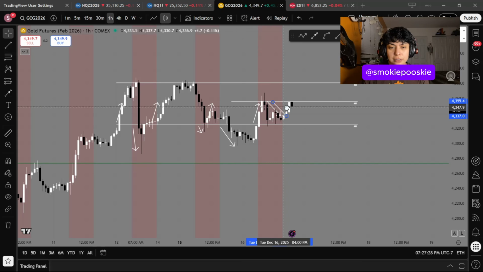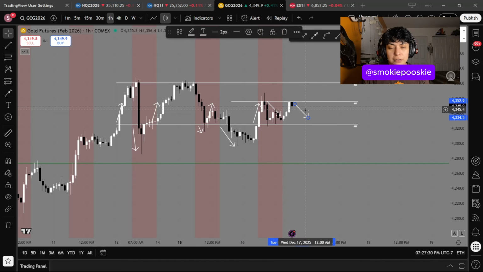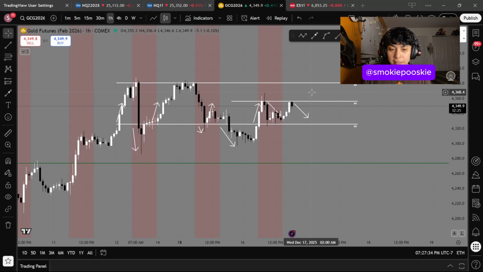And what did price do? Price went up to this level and it's starting to create a tiny little rejection candle because it's selling. It's just, you're either on one side or you're not.